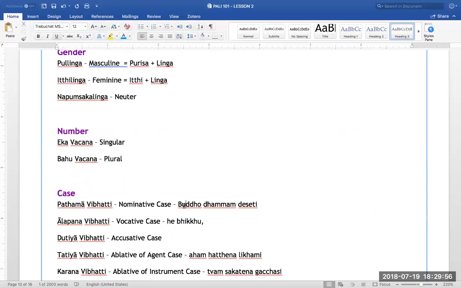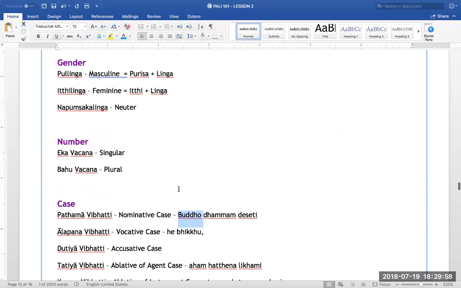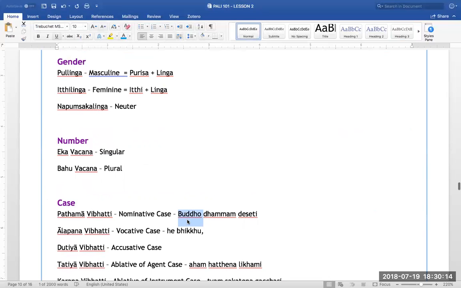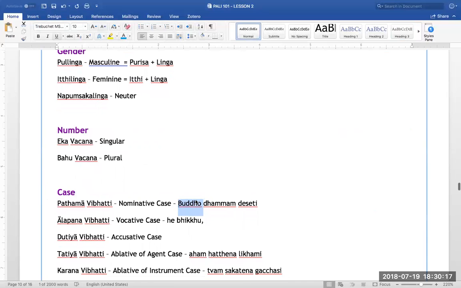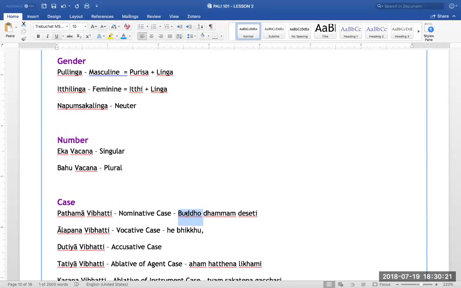For example, Buddha. What is the gender? Pullinga, Itthilinga, or Napunsakalinga? Buddha is Pullinga, right? Masculine gender. And then the number, Ekavachana or Bahuvachana? It's Ekavachana. And the case, Patama Vibhakti. So when you know these three, gender, number, and case, we can figure out the meaning very precisely. Buddha, the blessed one, or the Buddha.